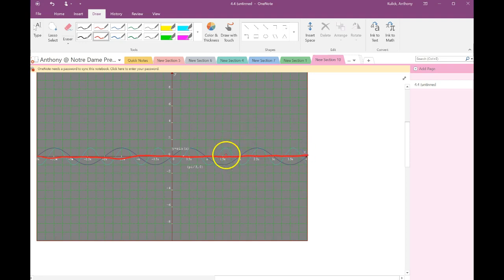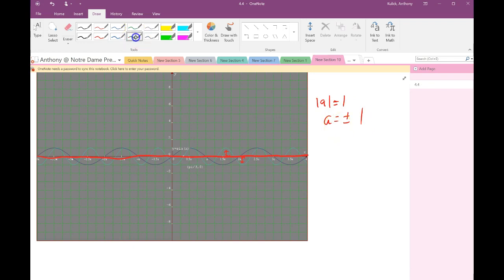And from here I can find my value for a. If I look at the distance from a crest back to the mean line, or from the trough back to the mean line, I see that in each case that distance is 1. So I know that the absolute value of a is 1, and then a is plus or minus 1. I'll come back and make a decision about which one I want to pick in a minute.